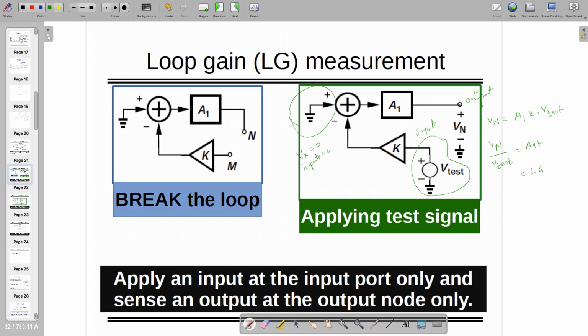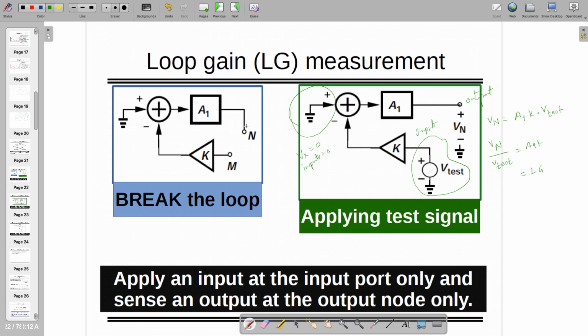So we know that Vn divided by V test is equal to A1K, and that is nothing but the loop gain. By looking at the dynamics of A1K, you can find out whether the loop gain is much higher than 1 or not, and you can predict stability and many other things. But that has to be taken into account at the initial stage itself. So apply an input at the input port only, and sense an output at the output node only. You need to make sure that you're doing it at the input and output port.